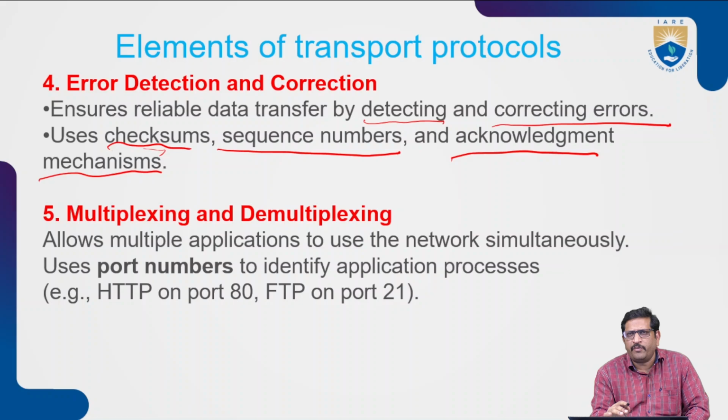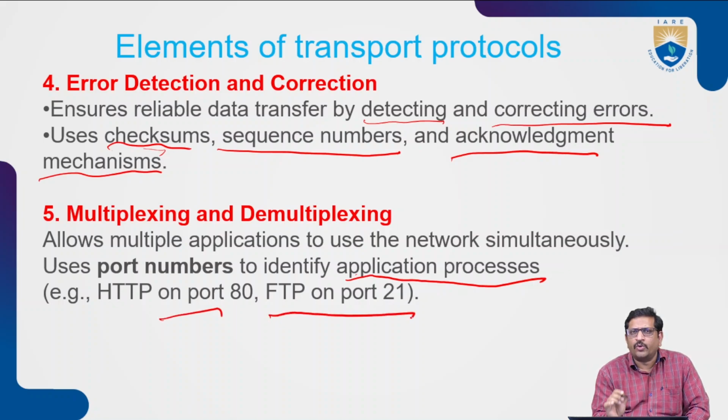The port number identifies from which network or device the information or data is incoming, and it identifies the application process. For example, HTTP on port 80, and FTP, the file transfer protocol, on port 21. So by identifying with the help of the port number, multiplexing and demultiplexing can be done very effectively.